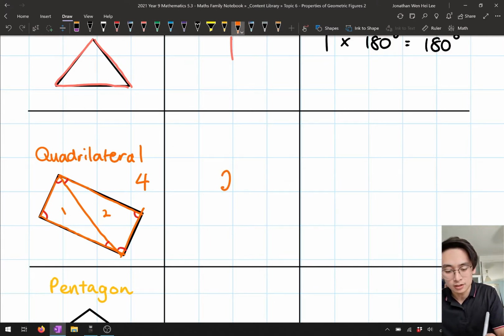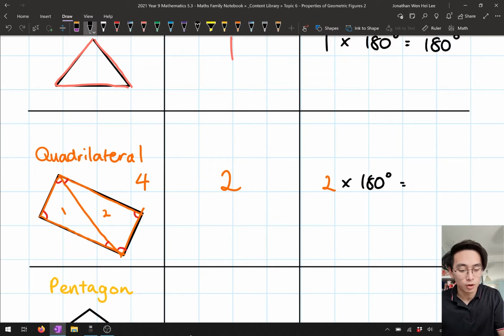If I want to find the angle sum of my quadrilateral, because there's 2 triangles, I just need to do 2 lots of, so let me write here, 2 times 180 degrees. And 2 lots of 180 degrees will give me 360 degrees. Okay, so that's for a quadrilateral. No matter what quadrilateral you get, the angle sum of every single quadrilateral is going to be 360 degrees. Let's do it for the next one.